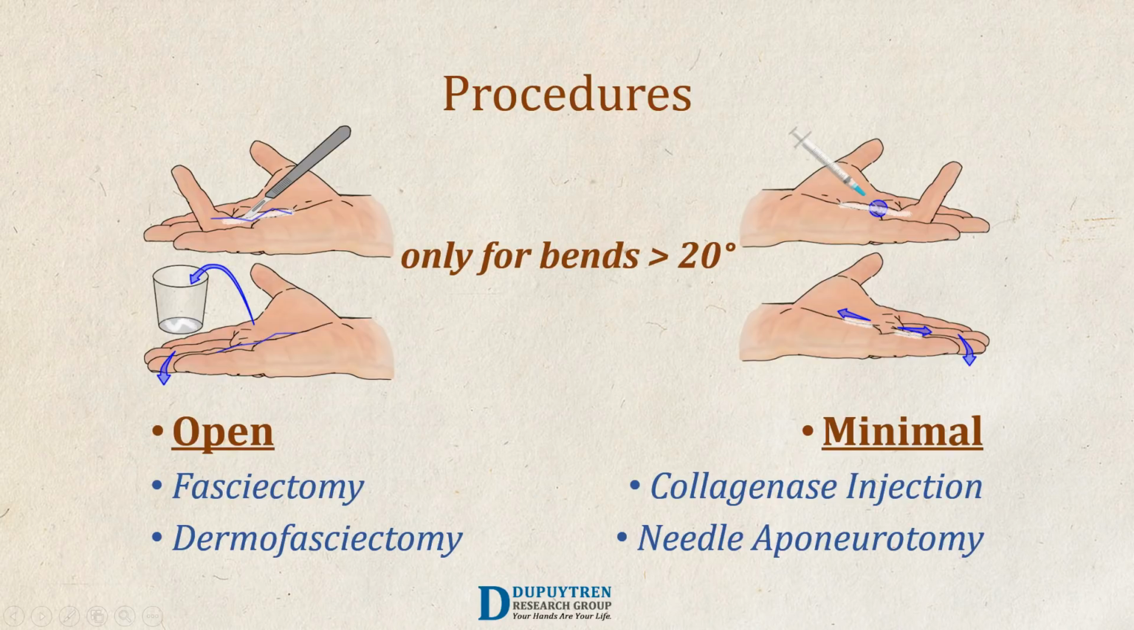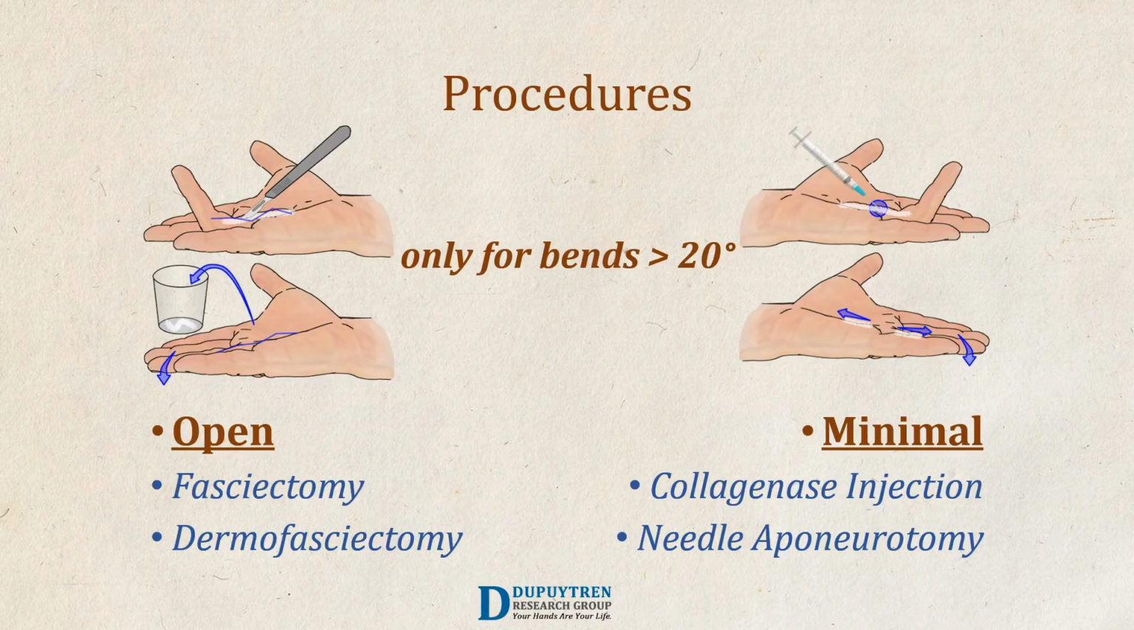There are two types of procedures that surgeons offer to correct the deformity of Dupuytren contracture. There's open surgery, which is the most commonly performed treatment of Dupuytren contracture, and the most common operation here is fasciectomy. Fasciectomy is opening up the palm, going down into the palm and taking out the diseased tissue, which allows the finger to straighten out.